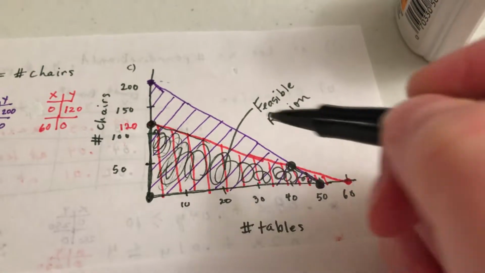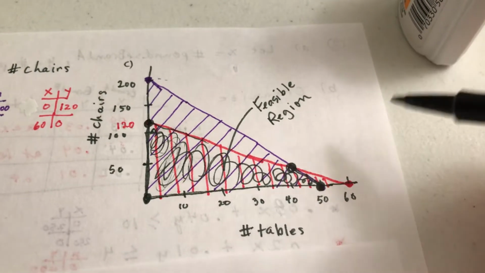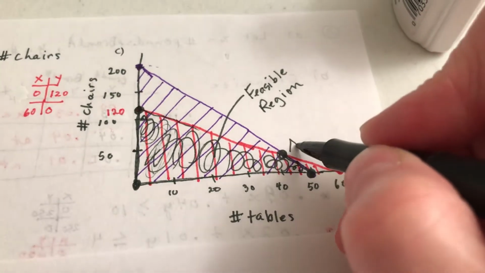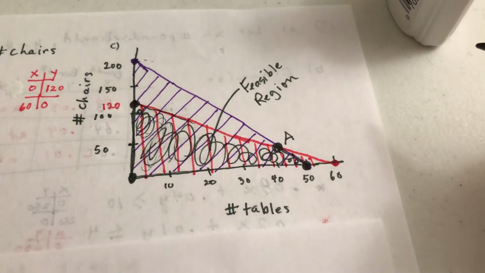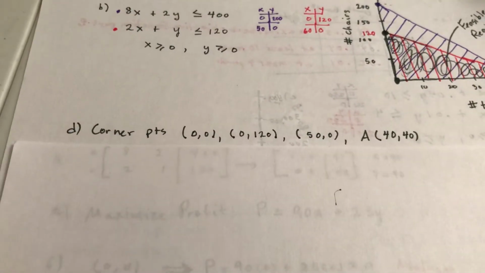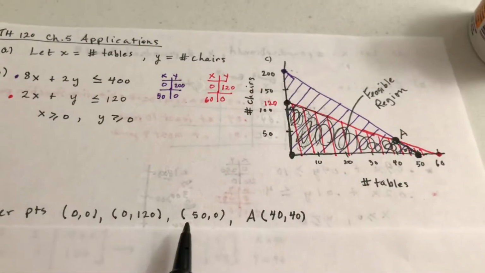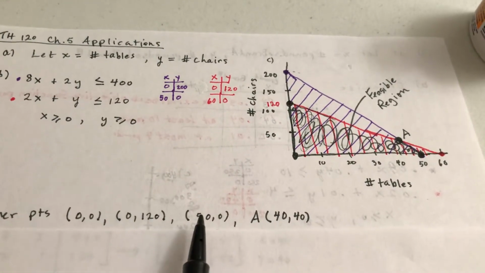That one's pretty clear. And that one, that's why I labeled that 120. 0, 120. This one I always label A, because that one's not as obvious. And this one is 50, 0. So let me write those down. I'll show you what I wrote. I wrote 0, 0, 0, 120, the 50, 0. So I put the 3 that I could see clearly.